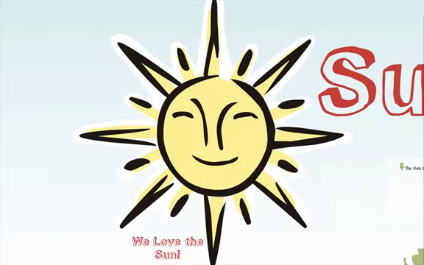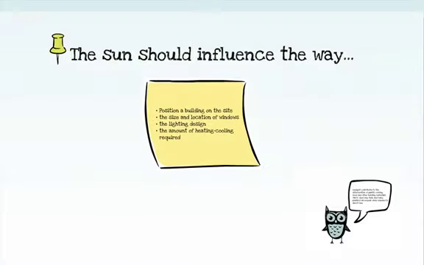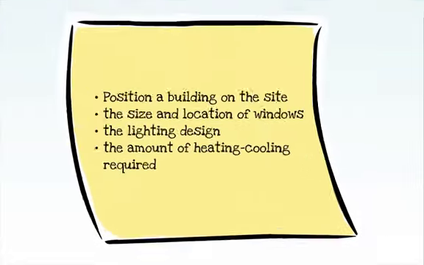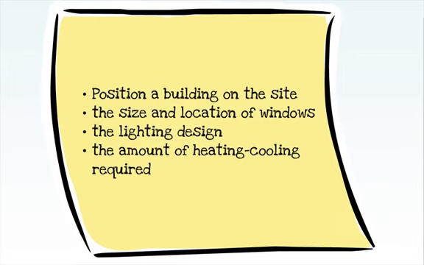The sun triggers photosynthesis in plants, which in turn creates all life on Earth, the food we eat, the air we breathe. As our main source of energy on planet Earth, it also creates climate and weather conditions that will or should influence the way that we position a building on the site, determine the size and location of windows and skylights, plan the lighting design, and the amount of heating and cooling required.